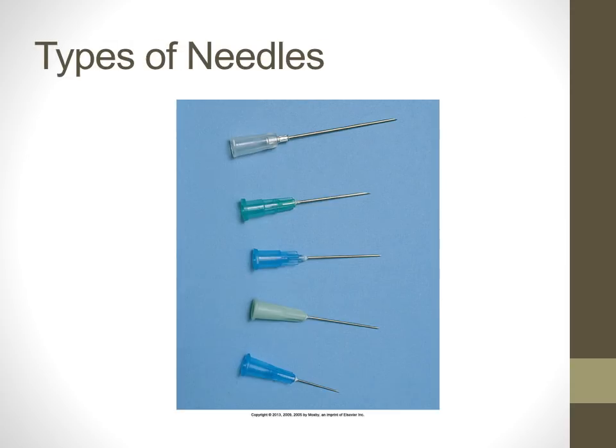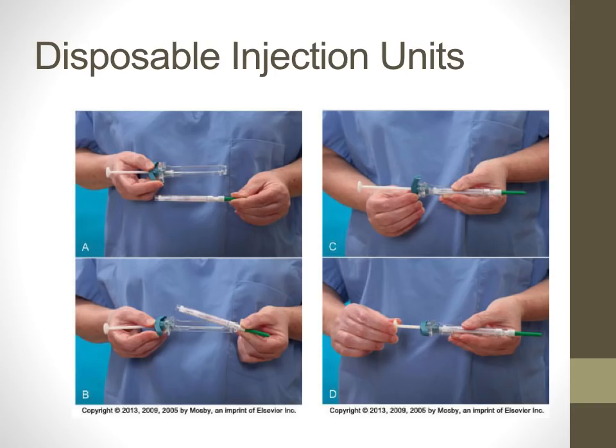And these are some examples right here. When looking at your needles, also consider the length of your needles as well. This right here is called, you'll hear it called a tube ex or a Carpuject. These are disposable injection units where the medication actually comes in a very slim disposable vial that you can actually load into the Carpuject.